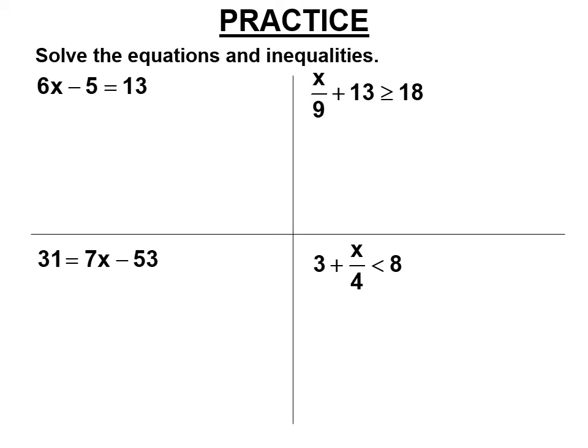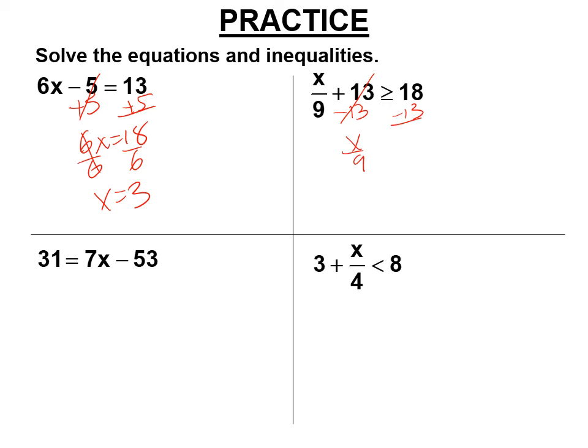Let's practice. So if it's minus 5, you add 5 to both sides. 6x equals 18. Divide both sides by 6. X equals 3. Add 13, so you subtract 13 from both sides. X divided by 9 is greater than or equal to 5. Multiply both sides by 9. X is greater than or equal to 45. So notice, 45 or bigger are the numbers, the infinite amount of numbers that make this true.